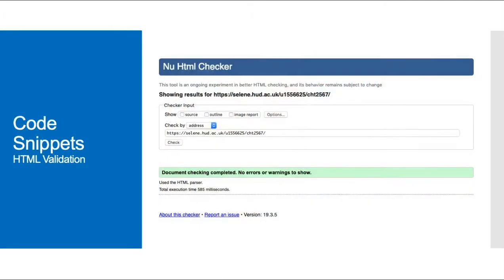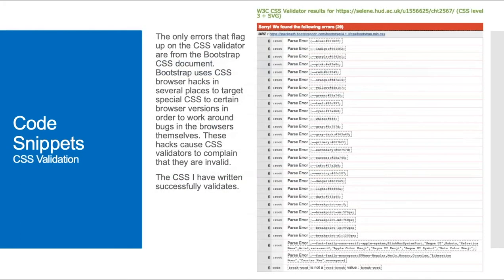After coding the website, I validated the website's HTML, CSS, and JavaScript files, which all successfully passed the validation, apart from the Bootstrap CSS used on this website. Bootstrap have a statement on their website regarding this, which states that Bootstrap uses CSS browser hacks in places to target certain browser versions in order to work around the bugs in the browsers themselves. These hacks cause CSS validators to complain that they are invalid.